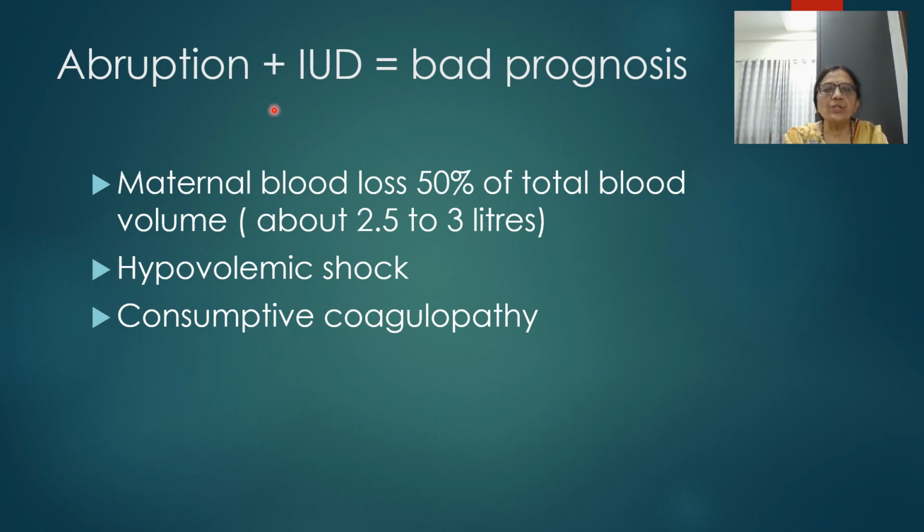Whenever it is a case of abruption with intrauterine death, it carries a bad prognosis because it indicates that already mother has lost 50% of the total blood volume. By the time intrauterine death takes place, so much blood loss is already there. That means around 2.5 to 3 liters of blood loss is already there, either in the form of concealed, mixed, or revealed variety. There is a risk of patient going into hypovolemic shock, which might initially be reversible, but might become irreversible if it remains untreated, and consumptive coagulopathy risk is also very high.